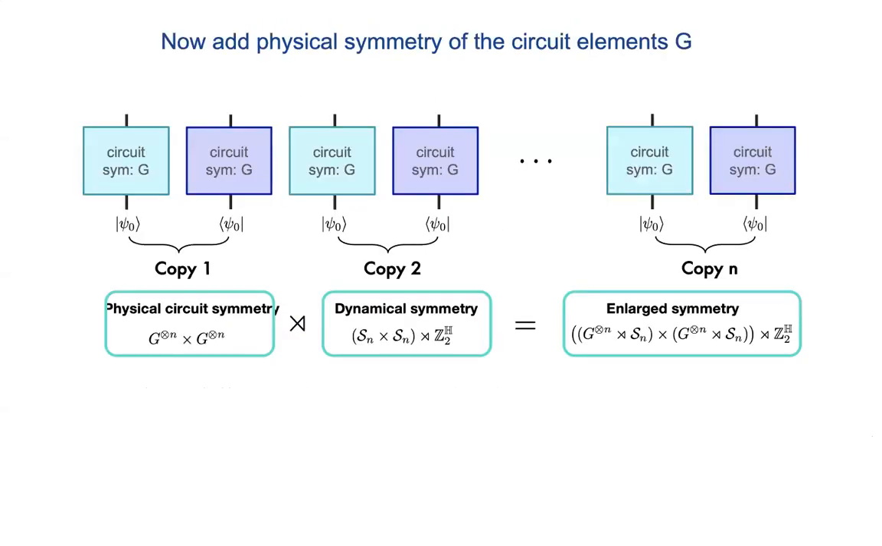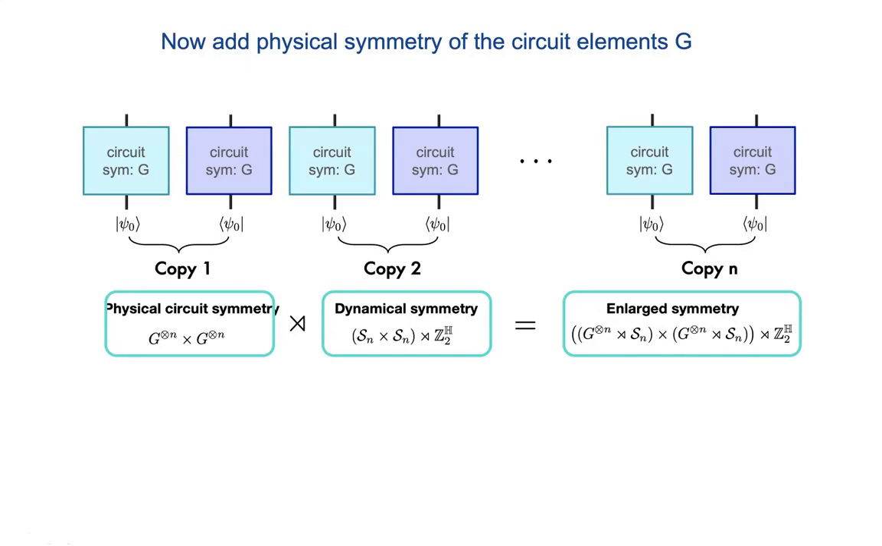Now let's add actual symmetries to the elements of the circuit. For example, the elements could be invariant under some U1 symmetry, under some Z2 symmetry, and so on. Then this symmetry is replicated n times, and when we swap kets or swap bras, we can also swap the elements of these symmetries. This gives rise to this enlarged symmetry G to the n, where G is the internal symmetry times Sn, basically this complicated extended symmetry.